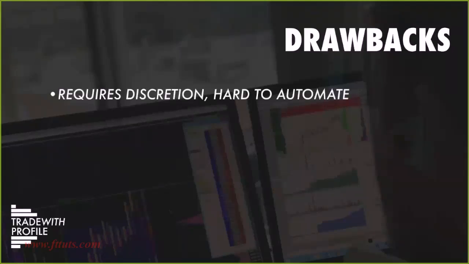Now, I've been pumping it and talking about how great it is. I want to be clear, there are some drawbacks that you need to be aware of if you're going to use profiling, which I think you should. Here are the things. One is it requires discretion. It's really hard to automate.